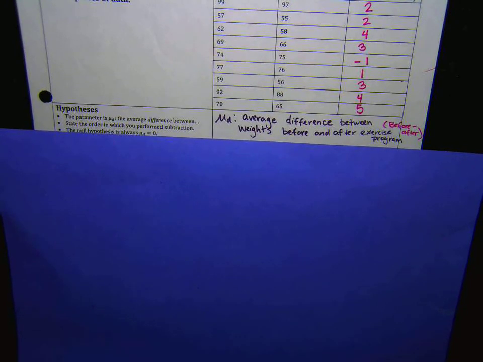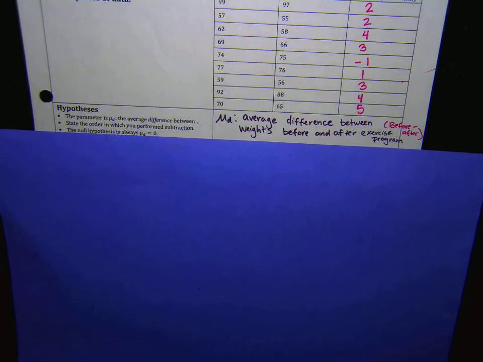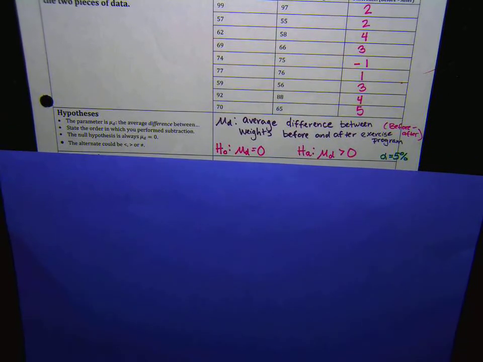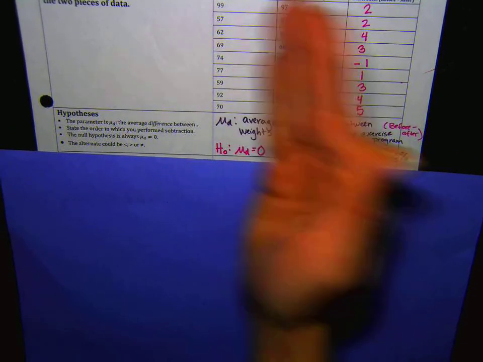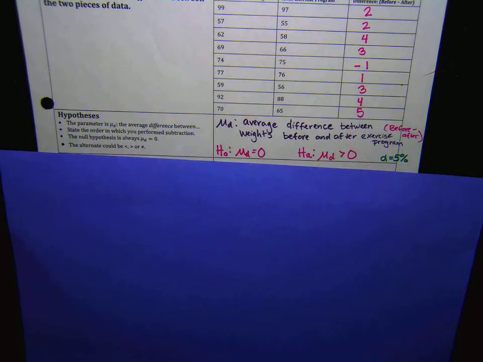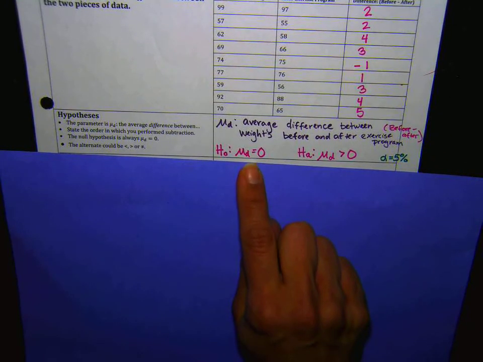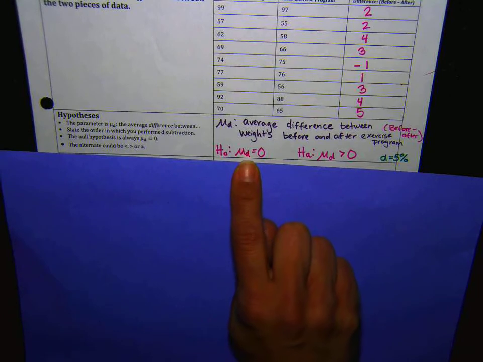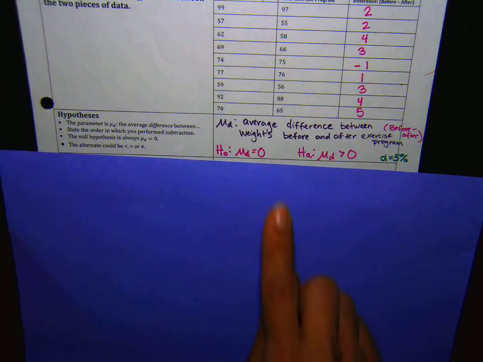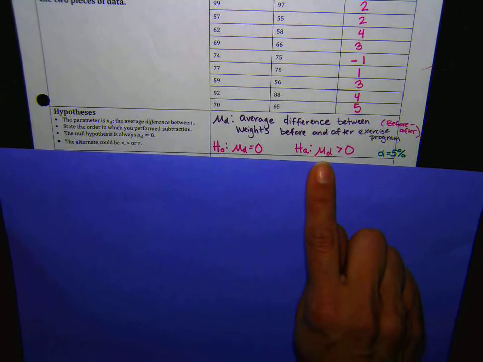Then the next thing you need to do is write your null hypothesis. Remember, your null hypothesis is saying there's no change. So if there's no change between the before and the after, we would expect the average difference to be 0. If there's no change in weight, the average difference is 0. We're testing the claim that there is a difference, and in fact, that difference is going to be greater than 0, that there should be a positive difference.